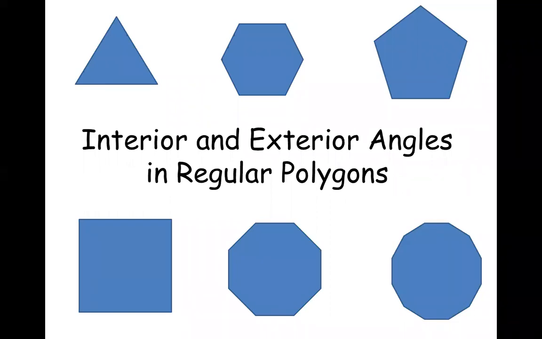So regular polygons means that each side is the same length, which means the angle at each corner is going to be the same. We have to keep that in mind. So we're looking specifically at regular polygons, and we're looking at interior and exterior angles. Anyone has any questions so far?